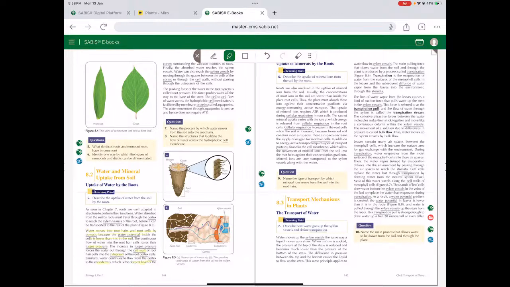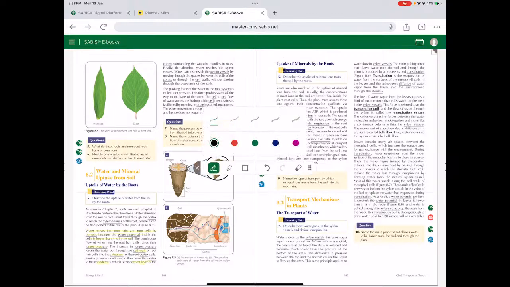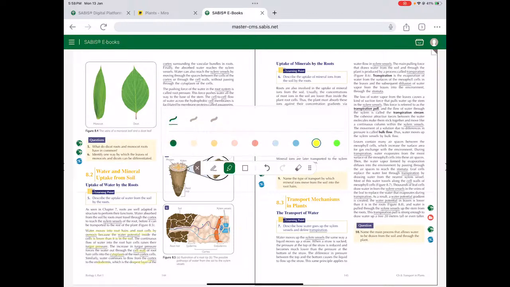Okay, it's over here. I don't know why the highlighting is not working. That's whatever.